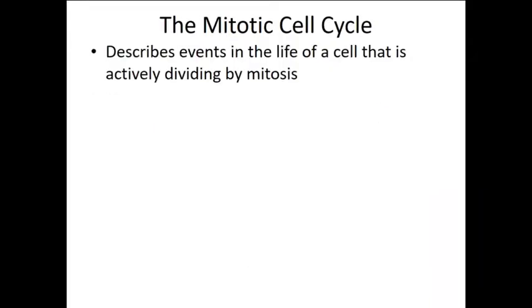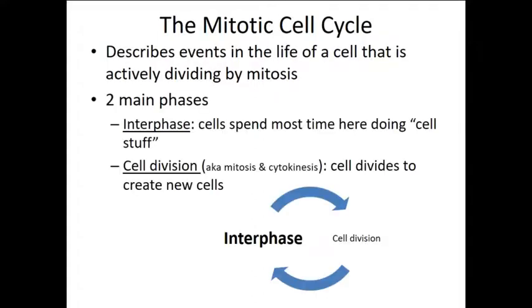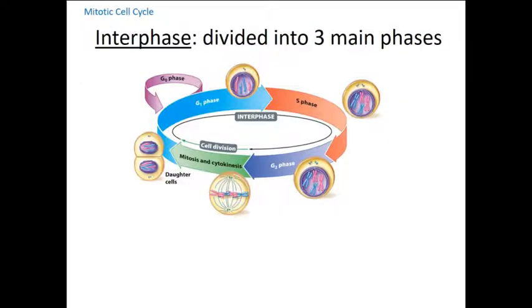Okay, so the cell cycle describes the events in the life of a cell that is actively dividing by mitosis, and there are two parts to the cell cycle. There's interphase, and this is actually where the cell spends most of its time just being a cell, and then the other part is the actual cell division, which is composed of mitosis and cytokinesis. Okay, so here is a picture of the cell cycle.